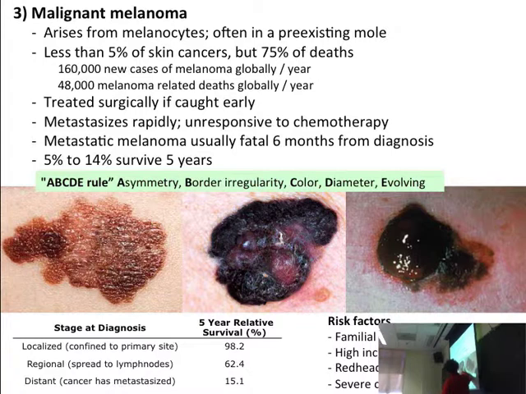Is it not a uniform color? Is there mottling? How big is it? Is it getting bigger? And is it evolving? Is it changing with time? So the ABCDE rule, those are the factors to look at when assessing a skin lesion as to whether it may be a melanoma or not, or just a nevus, which is like a mole.